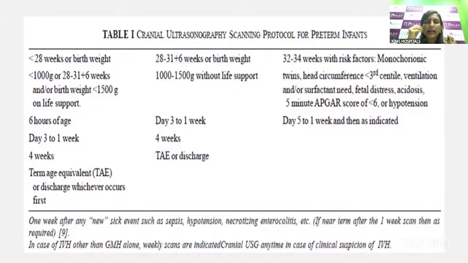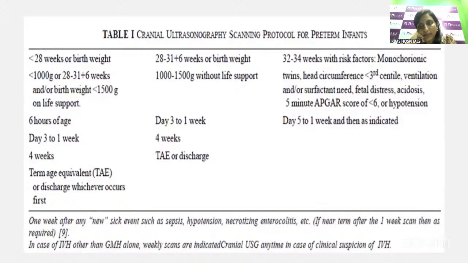Then again, it is done around 32 weeks and at term gestation, that is 37 to 40 weeks, to diagnose PVL. But if the baby is 28 to 31 weeks plus 6 or 1000 to 1500 grams without needing life support, then we can perform the first NSG a little late, between day 3 to 1 week, and then again at day 28 and at term equivalent.